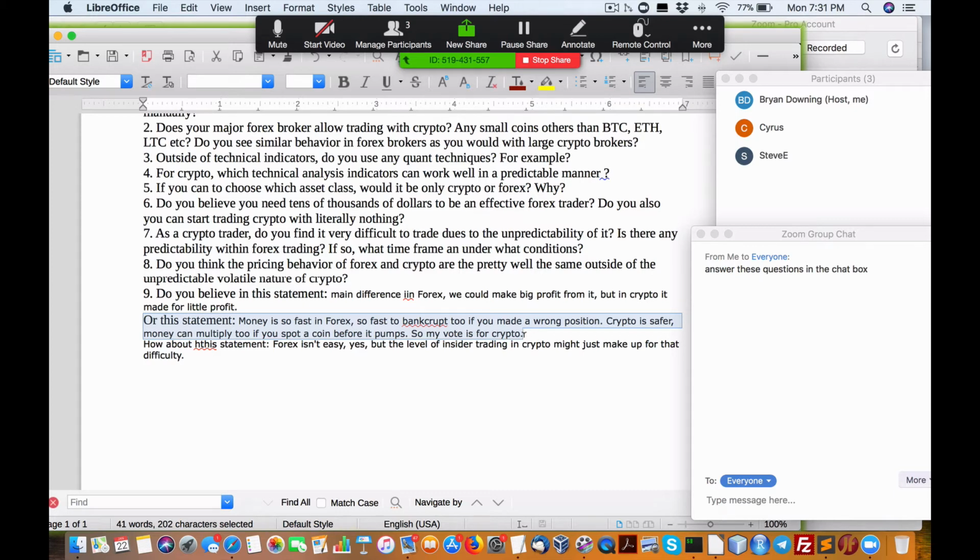What about this statement? Money is so fast in Forex, you can go bankrupt fairly fast too if you take the wrong position. Somebody else counteracted with, crypto is safer. Money can multiply too if you spot a coin before it pumps. Well, Forex is highly leveraged generally, and I think that crypto is mostly not leveraged. So you're looking at different leverage behavior.